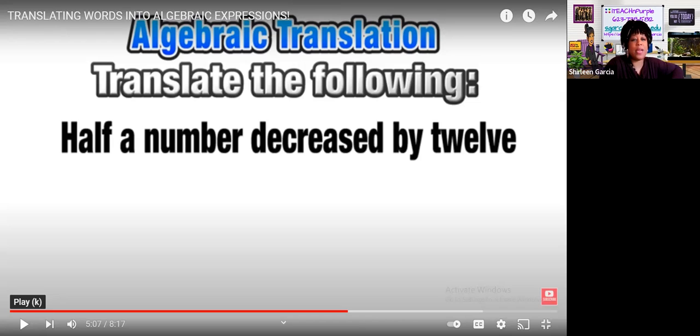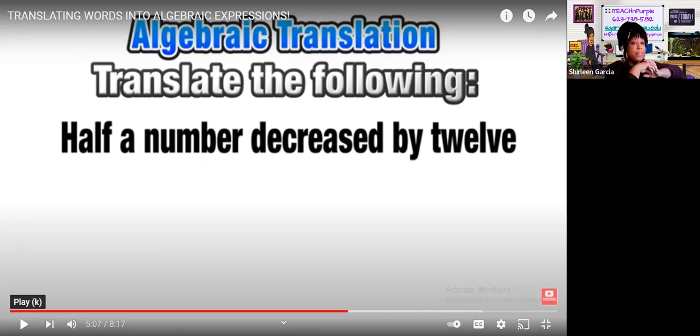Awesome. Okay, let's try this one. Half of a number decreased by 12. Listen to all those clue words. Half of a number. When you cut something in half, what are you doing? What does that look like? And then you're decreasing it by 12. If you're decreasing it, what operation is that? So this one is going to have 2 terms. Yes, half of a number is going to divide.